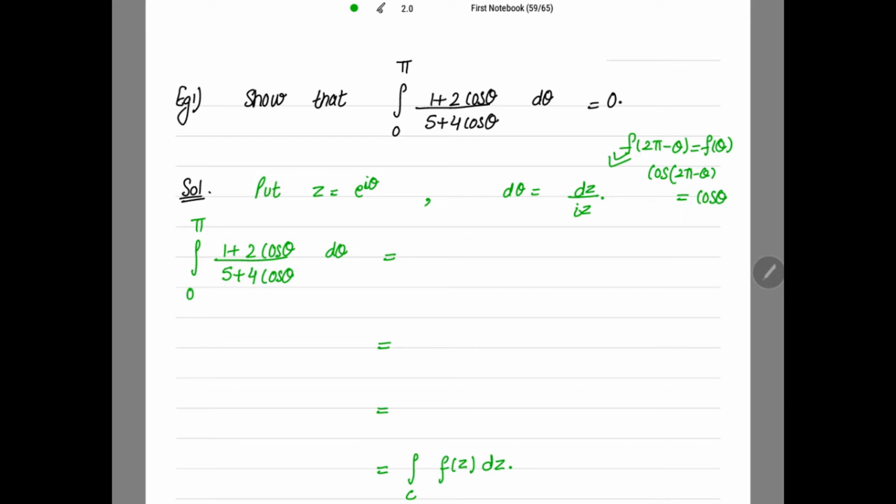And if you have sine of theta instead of cos, then a little more change is needed, because sine of 2 pi minus theta is not equal to sine theta, it is equal to minus sine theta. So in that case, you have to convert the sine theta into cos theta format.